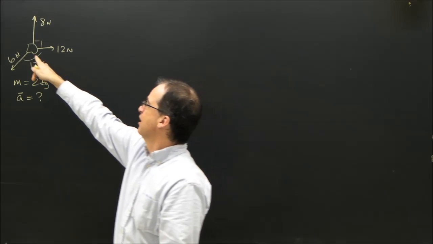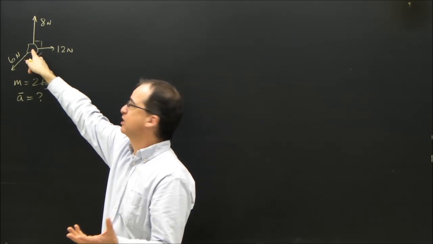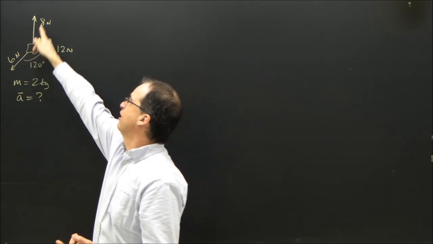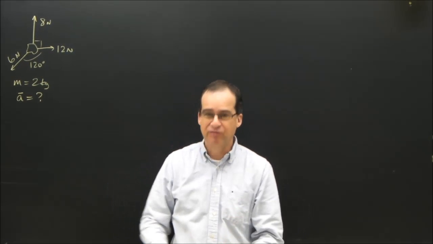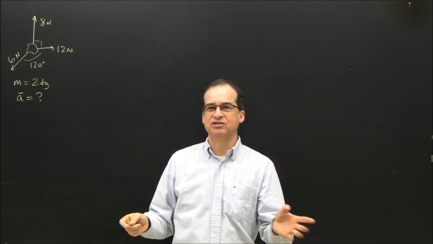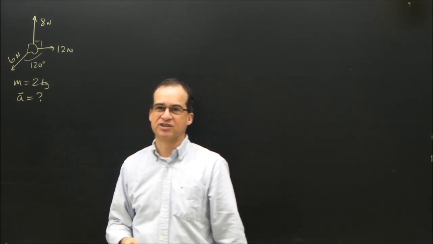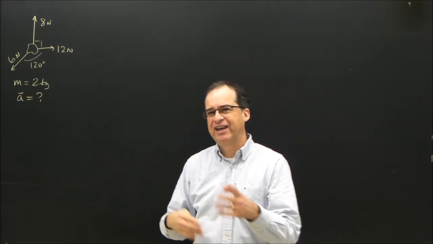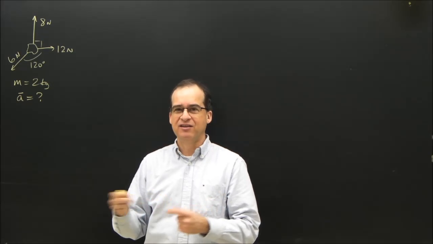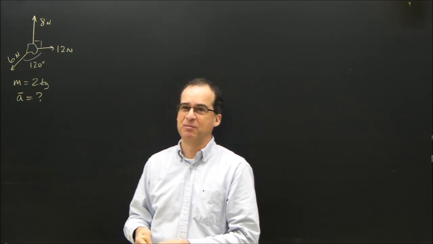Like in this case, I've got an object here that's being pulled 12 newtons to the right, 8 newtons up, and 6 newtons that way. So that may be something looking from above, pulled in different directions. What's it going to do as far as acceleration? Well, because we don't know which way it's going to accelerate, I can't just add up the pieces in the direction of acceleration and say they're the only ones that matter.